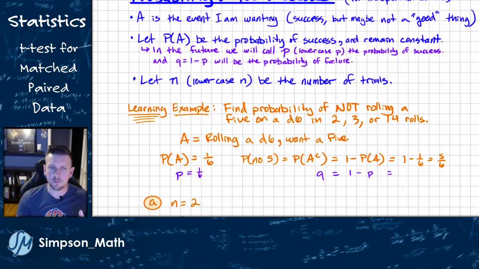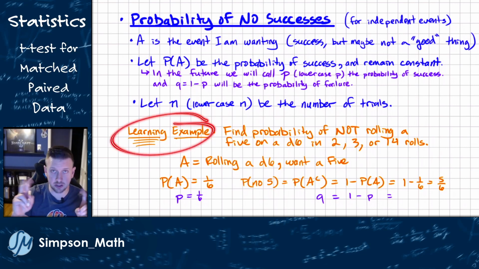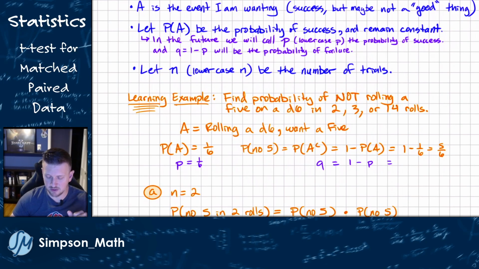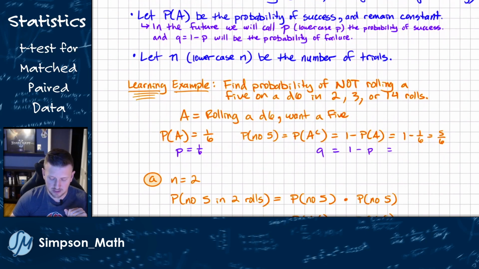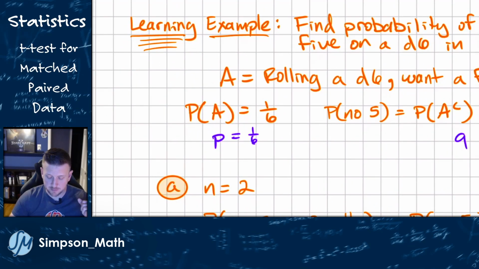All right, so I haven't revealed how we're doing it. In a second, I'll reveal a formula. But like this says here, this is a learning example. So I'm going to find the probability of not rolling a 5 on a 6-sided die if I do 2 rolls, 3 rolls, or heck, let's go big, 14 rolls. So we're going to let A be the event of rolling a d6, and I want a 5. That means the probability of A is 1/6, where p is my probability of success, let's just call that 1/6.